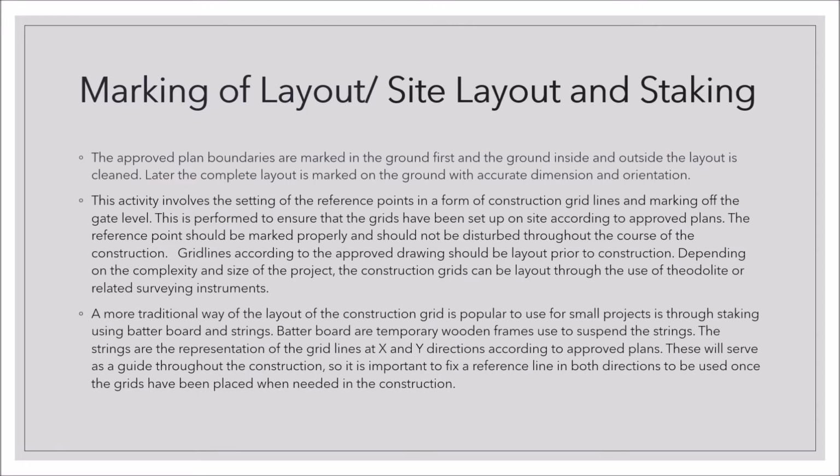This activity involves setting the reference points in the form of construction grid lines and marking the grid level. This is performed to ensure that the grids have been set up on site according to approved plans. The reference point should be marked properly and should not be disturbed throughout the course of the construction. Grid lines according to the approved drawing should be laid out prior to construction. Depending on the complexity and size of the project, the construction grids can be laid out using a theodolite or related surveying instrument.